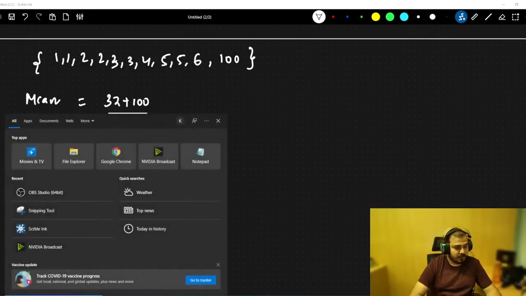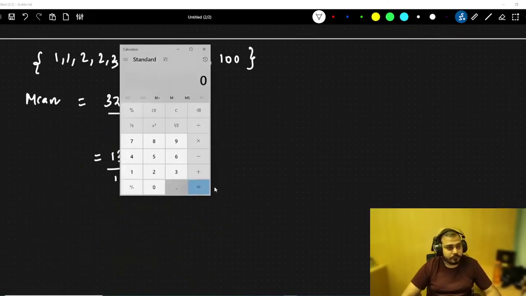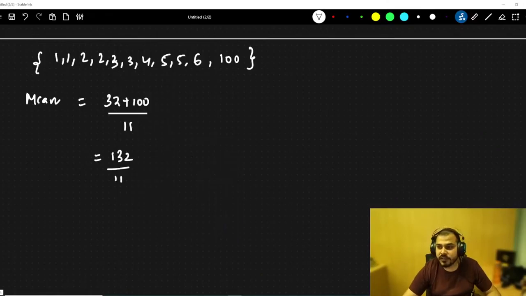Once I do 132 by 11, what is 132 by 11? Let me open the calculator in front of you. 132 by 11 is nothing but 12, right? So here we are able to see that we are getting 12. Before, when 100 was not added, my mean was 3.2. But after adding 100 in that specific distribution, my mean became 12.